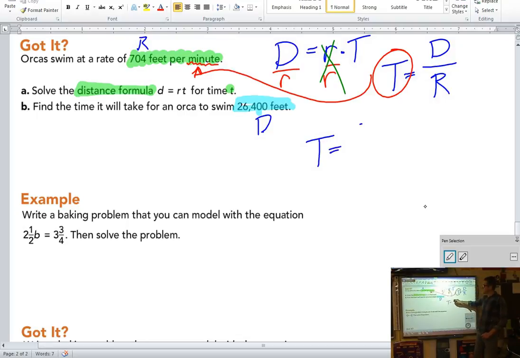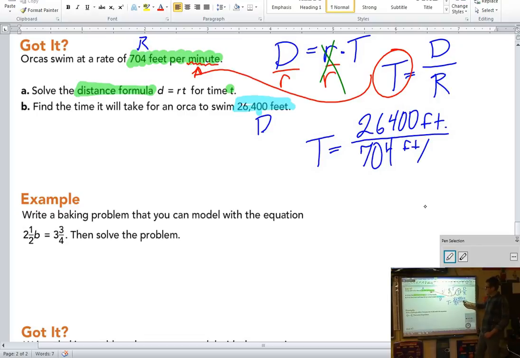T will equal that distance divided by, and please label, it's the distance of feet, divided by the rate, 704 feet per minute. This will give us an answer in minutes. Ellie, you got it? What is it? 37.5.